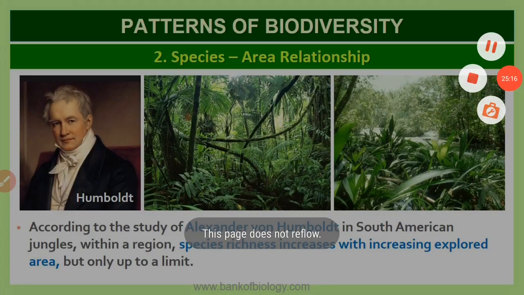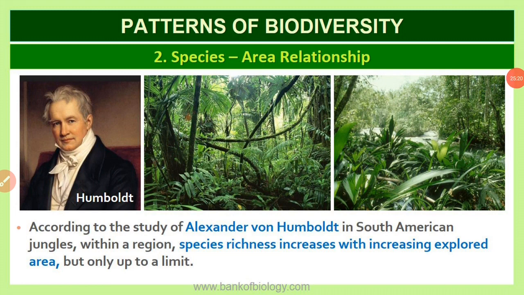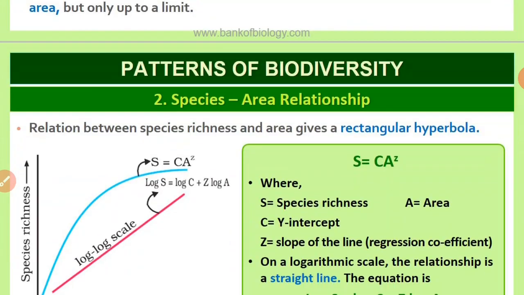Then the next one is the species area relationship, also called SAR. It is one of the most fundamental ecological relationships, which was observed by a German naturalist, Alexander von Humboldt, while exploring the jungles of South America. He found some fundamental ecological relationship. According to him, the species richness increases with increasing explored area, but this happens only up to a certain limit. So when he was exploring the jungles of South America, he found that species richness increases with the increasing explored area, but up to a certain limit.